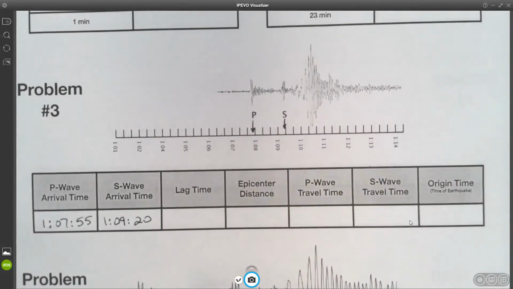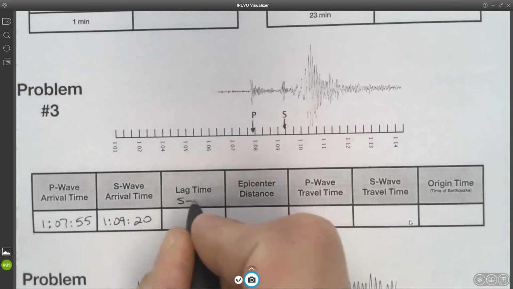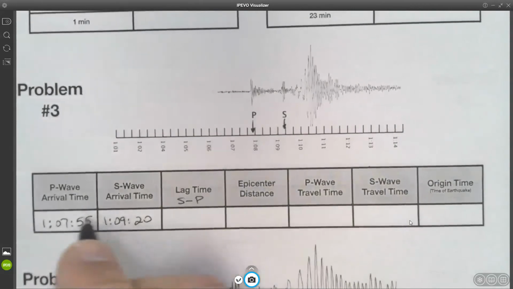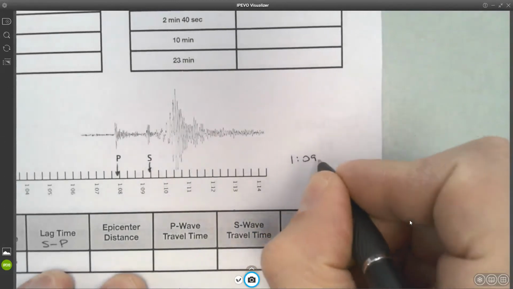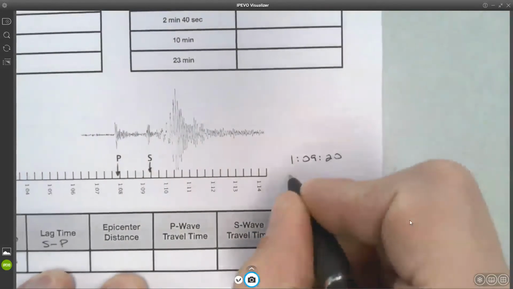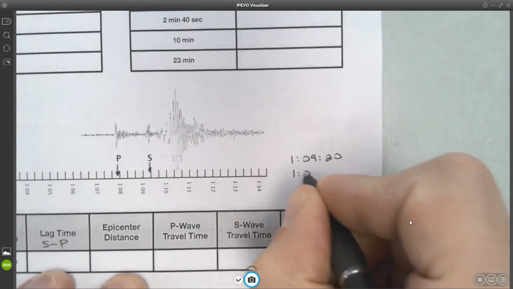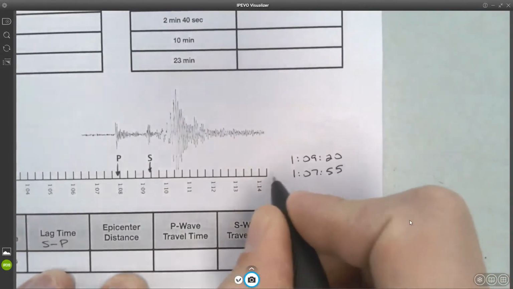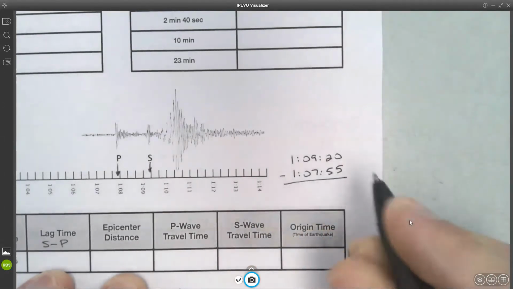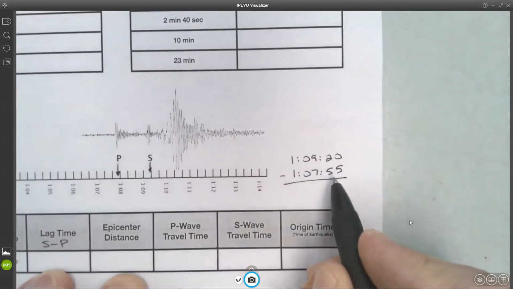Lag time. Lag time is S minus P. So we're going to subtract these two numbers here. And I'm going to do that over here just because this is one that you really want to set up mathematically and subtract. And there's a definite trick to this one. 107.55 is my P arrival. 109.20 is on top. I'm subtracting. And if you notice, I can't really do 20 minus 55. That would give me a negative answer.